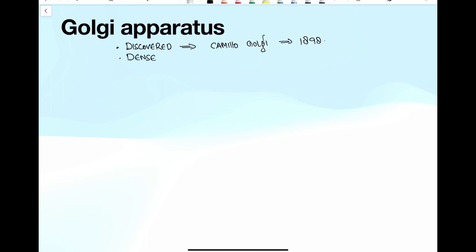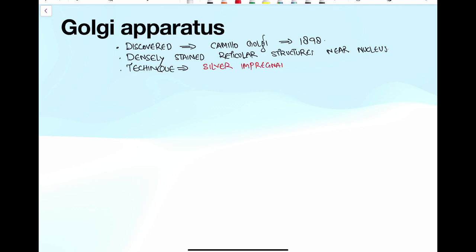So how did he observe them? Very densely stained reticular, which means network-like structures. And where did he observe them? He observed them near the nucleus. Okay. And a technique is used to study Golgi apparatus. So you must remember that technique is called silver impregnation technique. It's not written in NCERT, but it's a common point that may be asked. Okay.